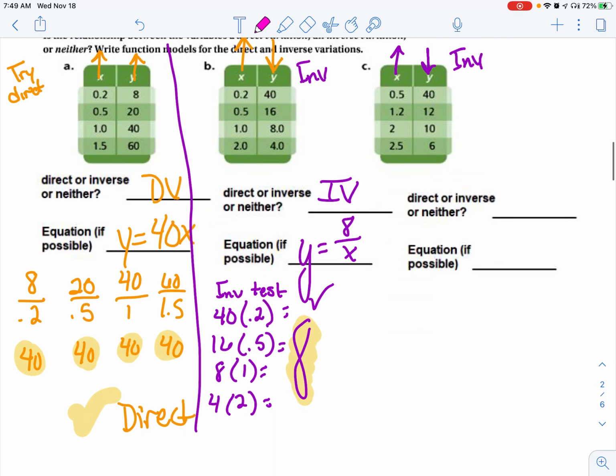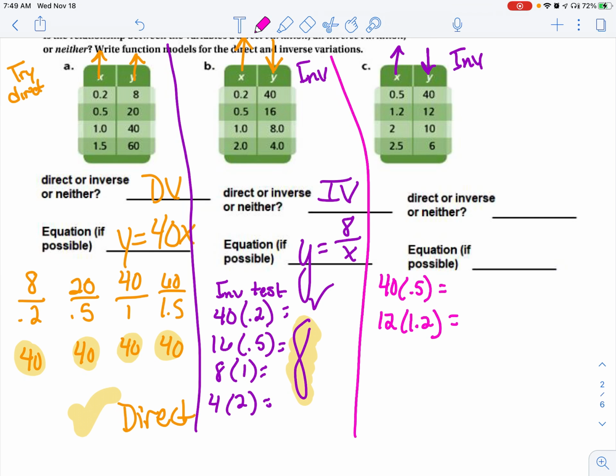I'm going to change colors so they don't blend in. So I'm going to take my 40, multiply it by my 0.5. I'm going to take my 12, multiply by 1.2. Let's just check those. 40 times 0.5 is 20. 12 times 1.2 is 14.4. I don't need to go any further.